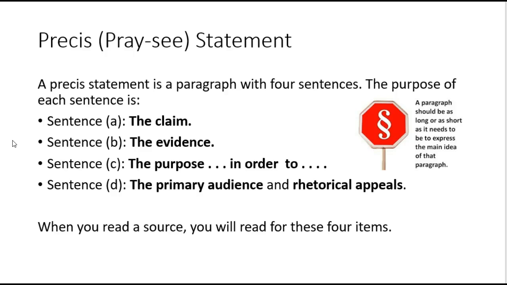So the second component of a critical reading statement is the Precis statement, and this Precis statement identifies four things in the source that you're reading. It identifies the author's claim. It identifies the evidence used to support the claim. The author's purpose in writing the article and what the author's hope is that their audience will do after reading. And then who the primary audience is and how the author used the rhetorical appeals, ethos, logos, and pathos to manipulate that response from his or her reader.